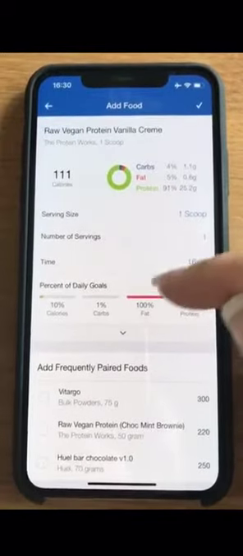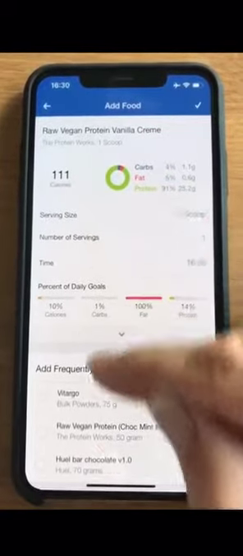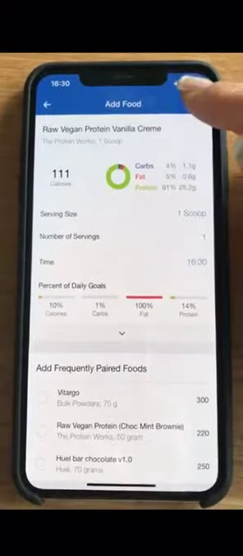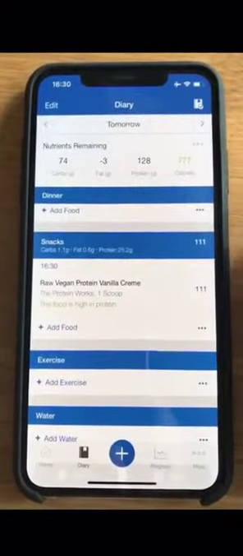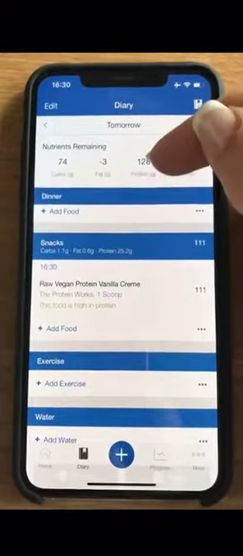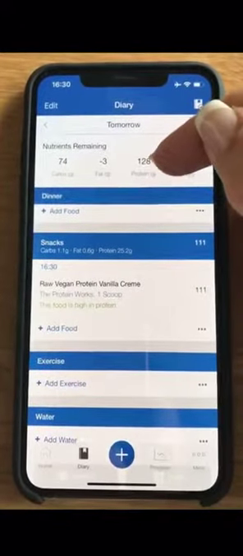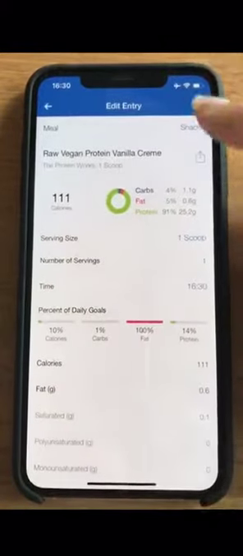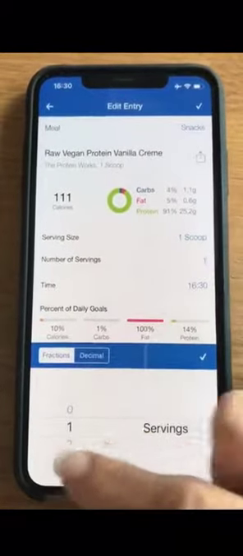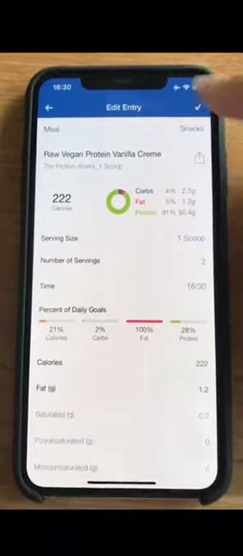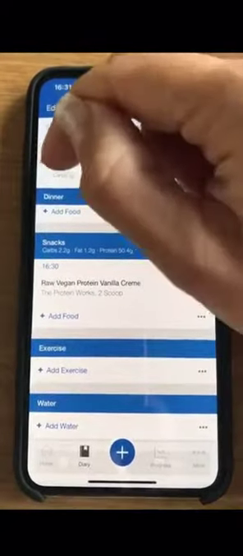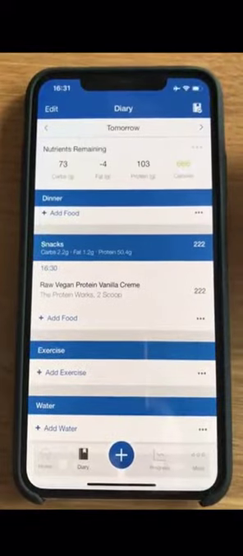Not me, definitely not. Okay, so I am going to add, you can see here the frequently paired foods down at the bottom. I am going to add 1 scoop of this after my workout, and then I look and I go, oh, okay, hang on, 128, there's a lot of protein still to eat. Maybe I will have 2 scoops of this. So then I go here and I change it to 2 scoops, and then I click up here. And you go, oh, this is great. Only 103 left to eat, and I've still got 73 grams of carbs.